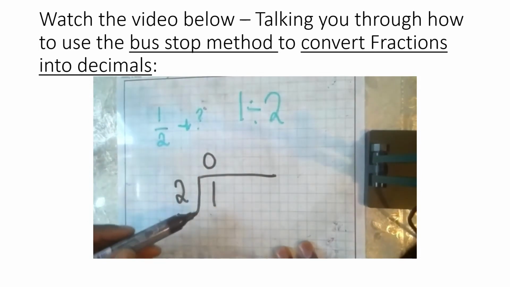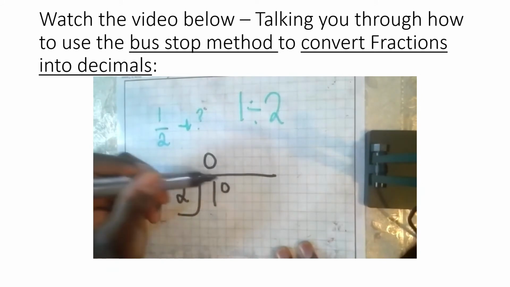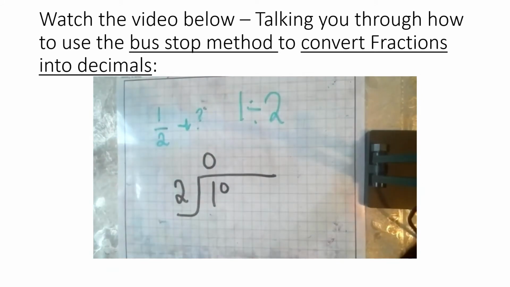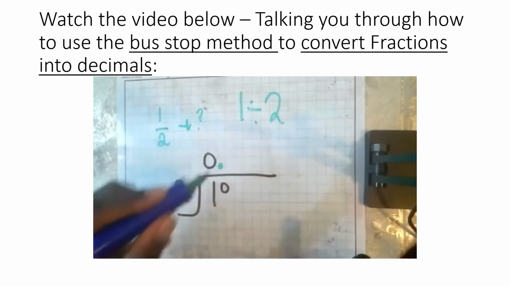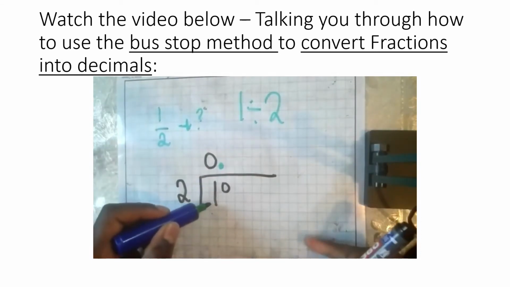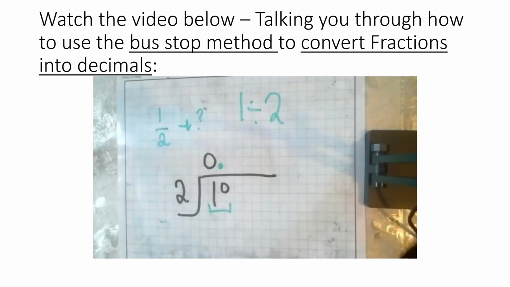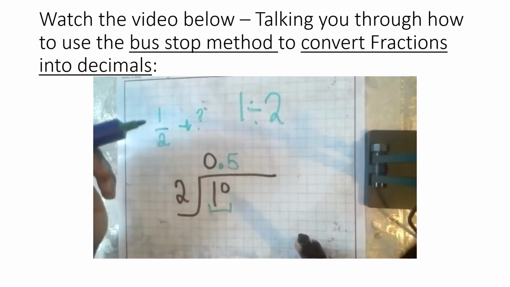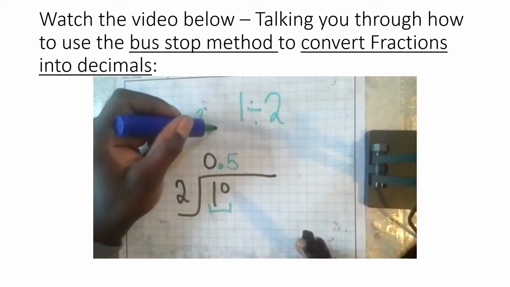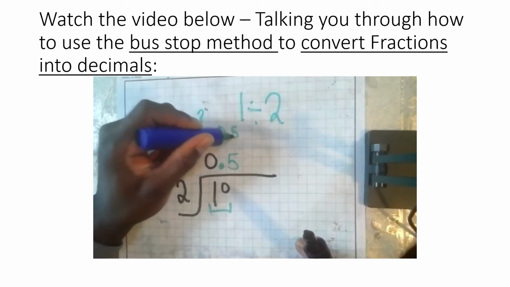And because nothing goes into 1, you need to add a 0 here. When you add this 0, you need to make sure you put a decimal point here. And the only reason we put that decimal point there is because of this 0 that we put here. But now we look at this as the number 10. We ask ourselves, how many 2's go into 10? That is just 5. So when you convert 1 over 2 into a decimal, you should end up with 0.5.